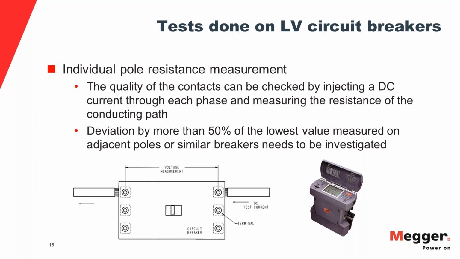Then you have individual pole resistance measurement, where you check the conducting path itself. You want to make sure that the contacts are in good condition and that there are no loose connections inside the breaker. If there's a problem in the conducting path, that will result in a high resistance. High resistance means the conducting path is not good enough, and if there is high current flow through the breaker, that can result in heating, resulting in damage to the circuit breaker. So the pole resistance is an important parameter to check.